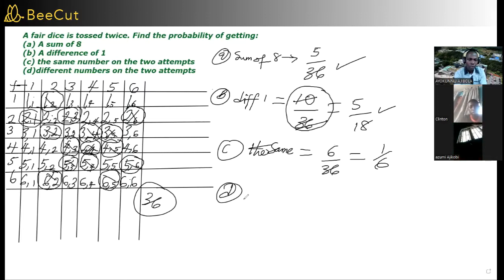Now, the last one. What do you think we should do for the last one? Count the numbers that are different. But do you know there's another way to get that without counting the numbers? If we toss our 2 dice once, it is possible we get the same number, and it's also possible we get a different number. Is there any other thing possible apart from those two occurrences? No, sir. Then the answer for different numbers should be 5 over 6. How and why? Listen.